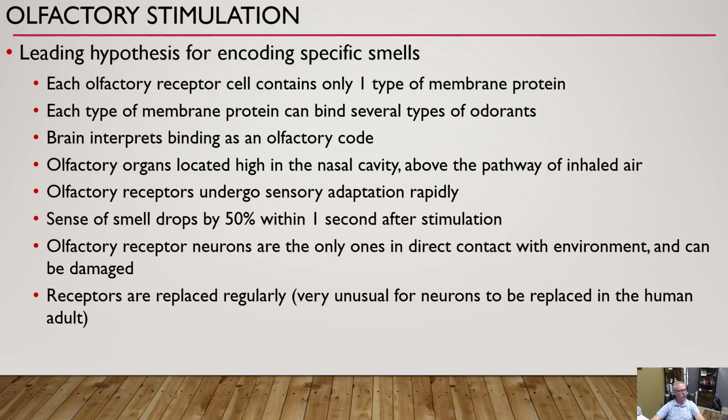olfactory stimulation. So remember I told you that we can smell about 400 types of smells. So each olfactory receptor, we have about 400 types of them, can smell one type of membrane protein. And then each protein combines several types of odorants. And it can undergo sensation adaptation rapidly. Remember, thermoreceptors and olfactory receptors can undergo adaptation rapidly.